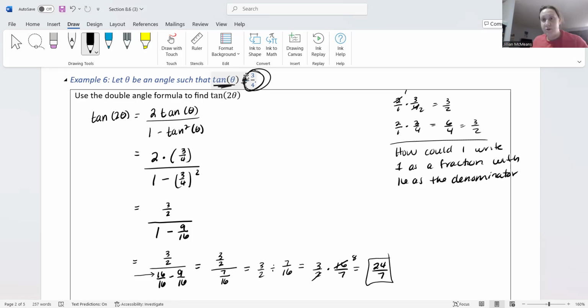So that's the double angle formula. We've seen an example with cosine and sine, and then another example with tangent, okay? So in the next video, what we'll do is we'll start to build those half angle formulas. So we've looked at the double angle formulas. Next up is the half angle.